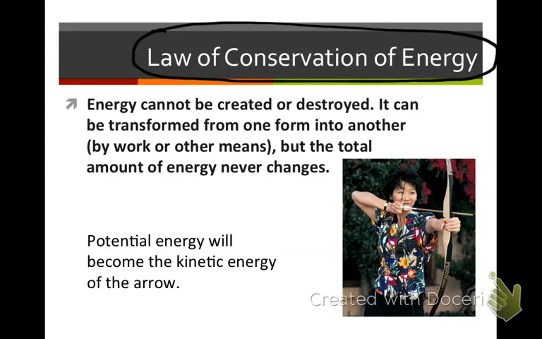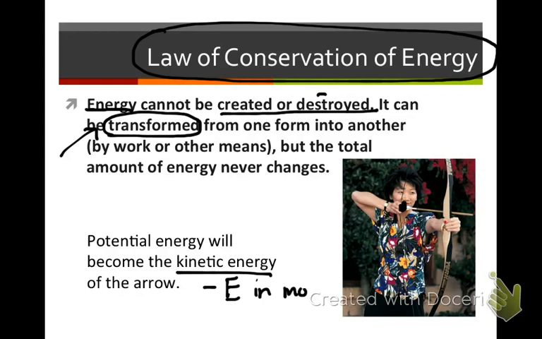But starting on page 14, the law of conservation of energy states that energy cannot be created or destroyed, but it can be transformed from one form to another. But the total amount of energy will never change. An example of this is we have potential energy in our bow when we lift it. When it's released, that potential energy is going to be gone, but it's not destroyed. Instead, it is just transformed into another type of energy. In this case, it's going to be transformed to kinetic energy, because our arrow is going to be in motion, and kinetic energy is energy in motion.